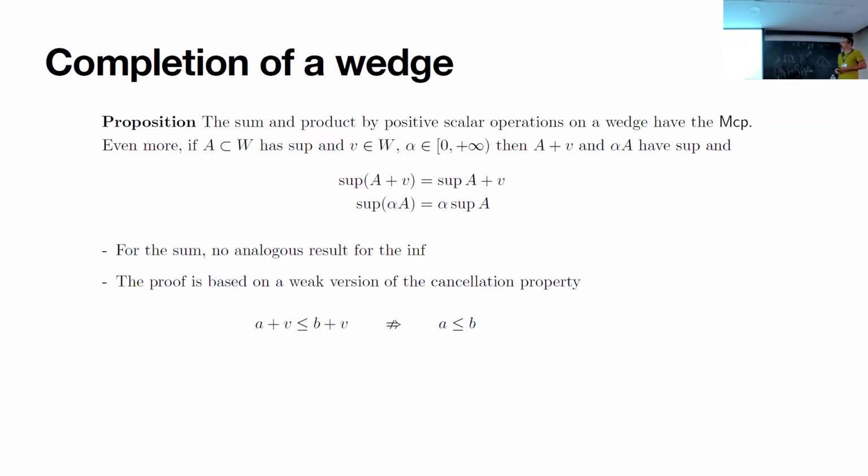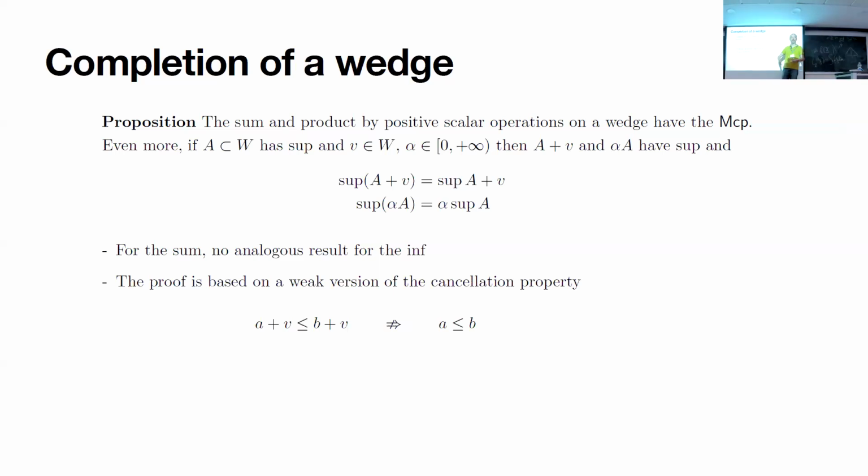Okay? So in particular, whereas there is an analogous formula for the infimum for the product by scalar, the analogous formula for the sum, I've not been able to do it. I don't think it is there. I don't know how to get it. And to prove this, what is needed is a weak version of the cancellation property.